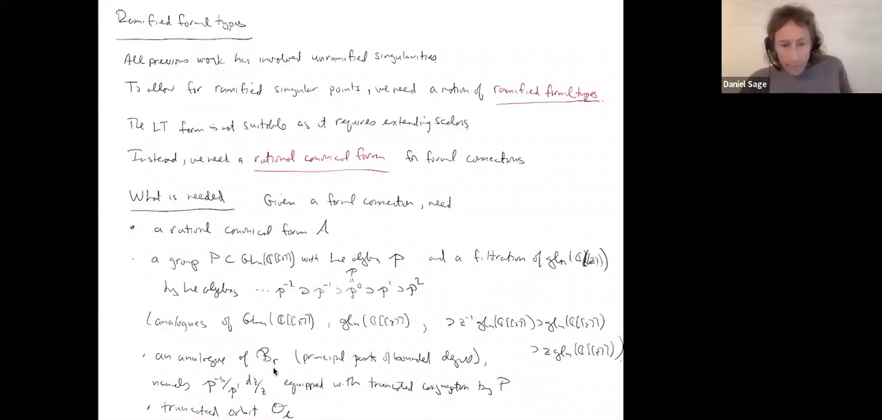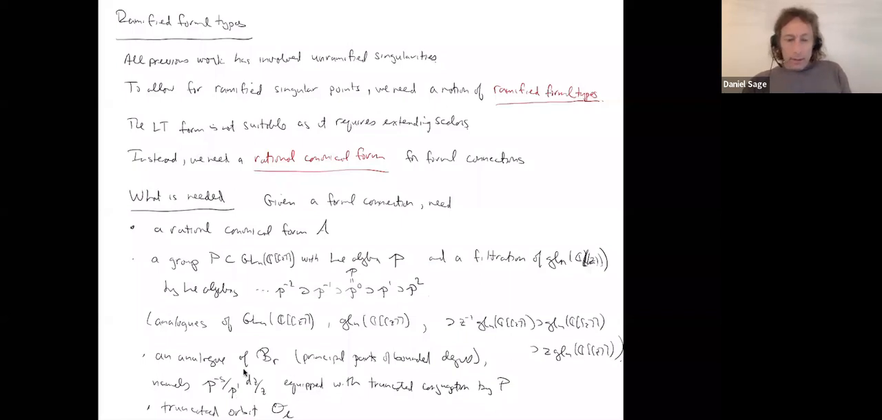We need an analog of BR. That's the principal parts of bounded degree. Well, how do you write down principal parts of bounded degree? Well, you take GLN of the power series, you multiply by, say, Z to the minus R. But then since you want it truncated, you then have to throw away the positive things. Well, that's what I did here. I said we want something like the P to the minus S, so the minus S step in the filtration. Then you throw away the quote unquote positive stuff. And that's what we want.